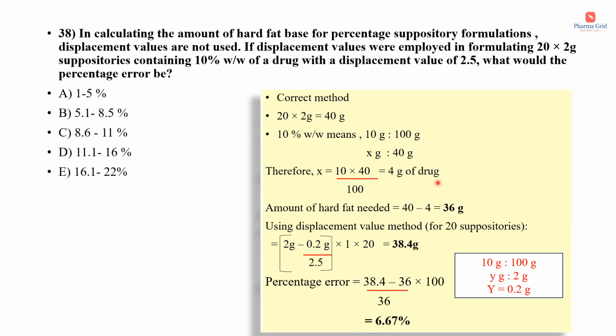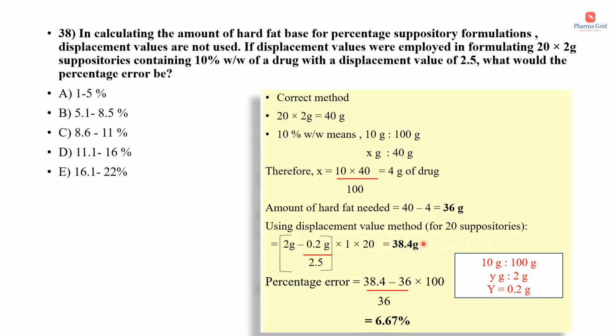So in the 40 gram of the suppository, 4 gram of the drug is present. So how will we calculate the base required? Here the base is hard fat. So the amount of hard fat needed is equal to the total weight of the suppository, that is 40, minus 4, the amount of the drug. The total weight of the suppository minus the amount of the drug will be the weight of the base. So the amount of hard fat needed will be 40 minus 4, that is equal to 36 gram. So using the correct method, we got the amount of hard fat needed as 36 gram. Next, we are going to find out the hard fat required using the displacement value method for 20 suppositories.